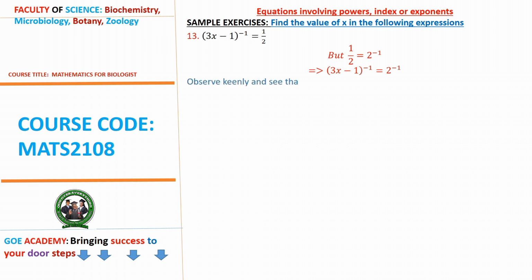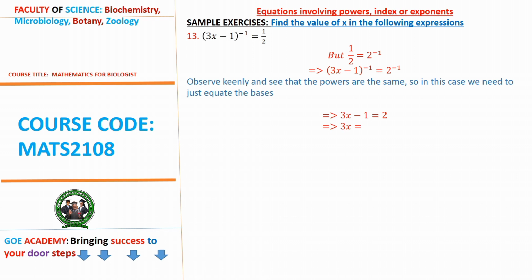You need to observe keenly and say that our powers are the same, and since the powers are the same, we just need to equate our bases. So we have 3x minus 1 equals 2. Sorry, since we are equating the bases, we have 3x minus 1 equals 2. We are equating just the bases.